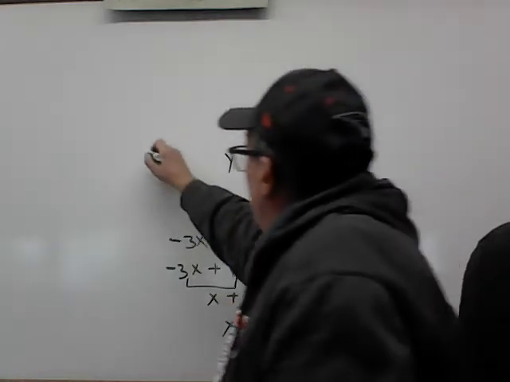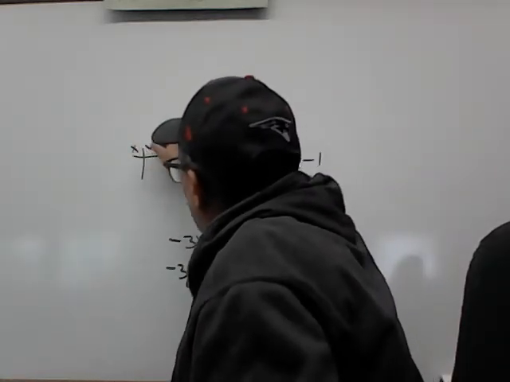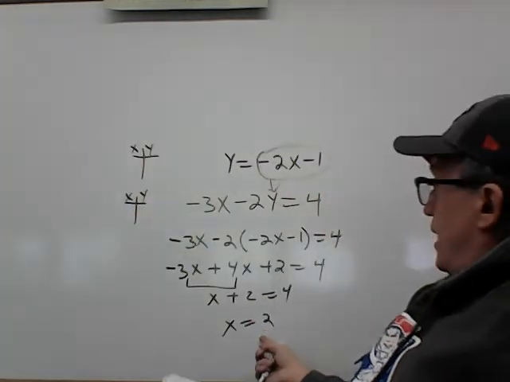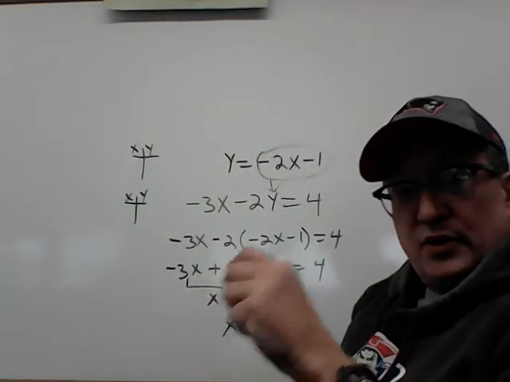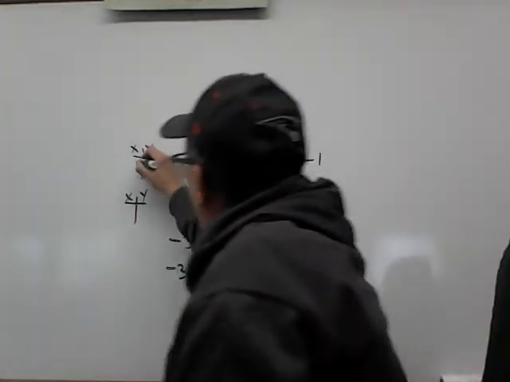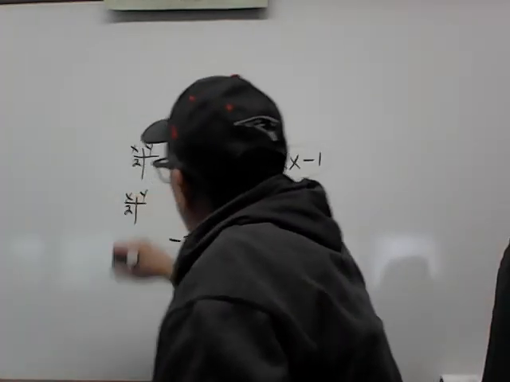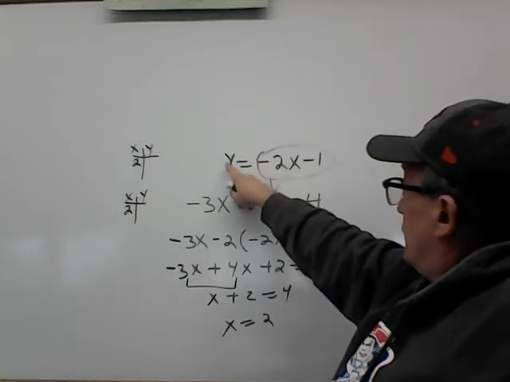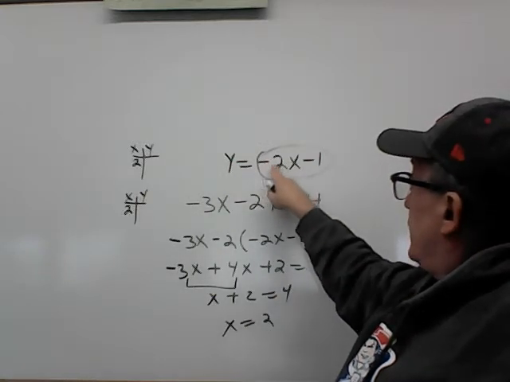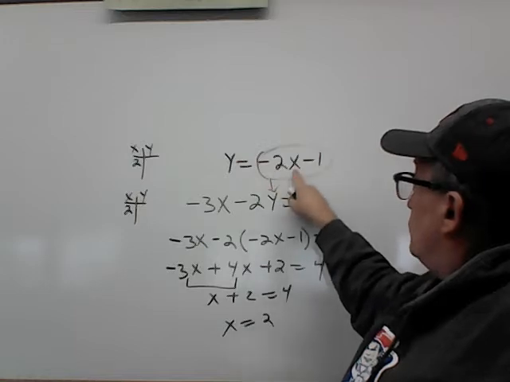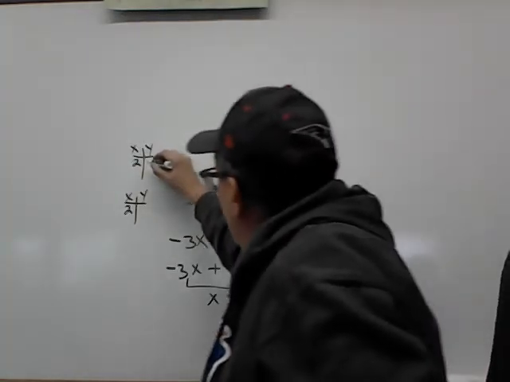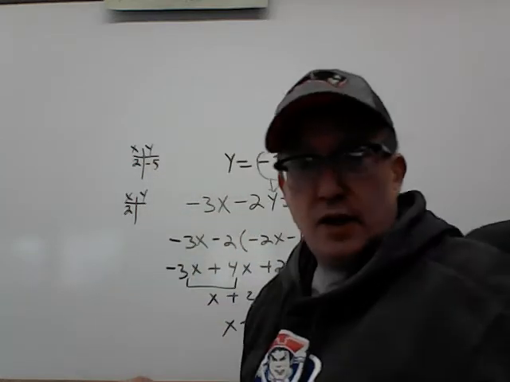And let me set up a t-table now, two t-tables. Okay? We have, through our substitution method, determined that x is 2. So let's put 2 in for x in each t-table and see what we get for y. In the first equation, y is going to be equal to negative 2 times x minus 1, negative 2 times 2, x is 2, negative 4 minus 1, negative 5. Look at that. Wow, that looks familiar.